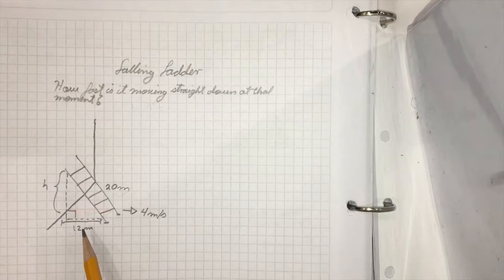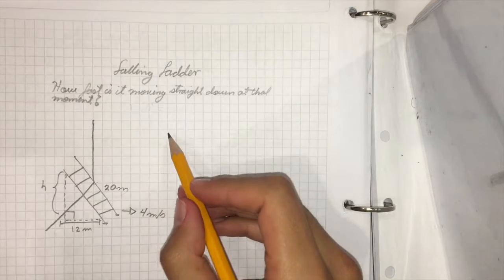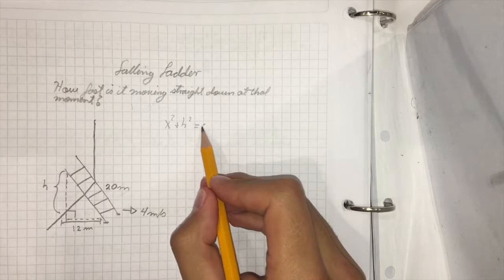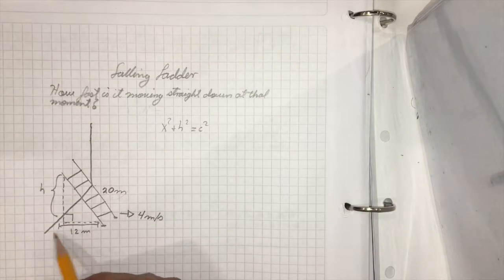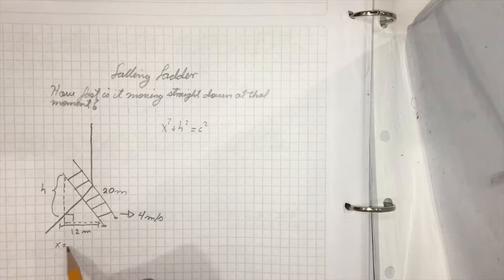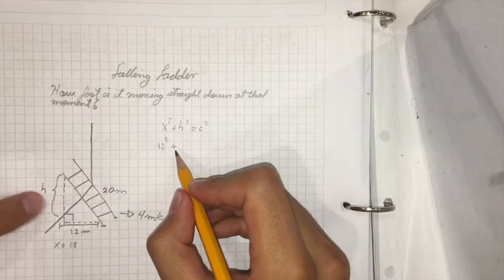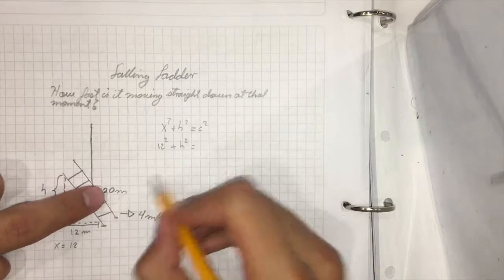Okay, so now, because of the Pythagorean theorem, we know that x squared plus h squared equals c squared, where x is the distance between the wall and the ladder. So x is equal to 12. So 12 squared plus h squared, that is what we want to know, is equal to 20 squared.